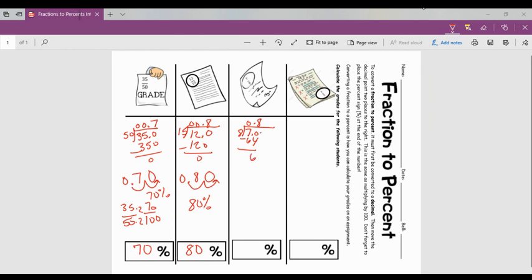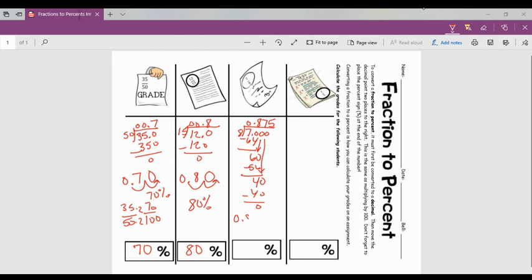8 can't go into 6, so I'm going to add a 0 to keep the division alive. 8 can go into 60 7 times. 8 times 7 is 56. When I subtract, I get 4. I think if I add one more 0 and bring that down, I'll probably end up with a 0 for a remainder because 8 can go into 40 5 times. 8 times 5 is 40. When I subtract, I get 0.